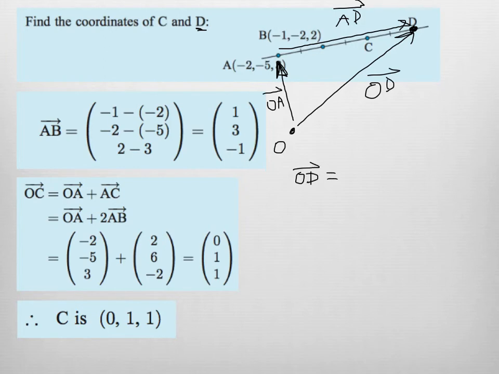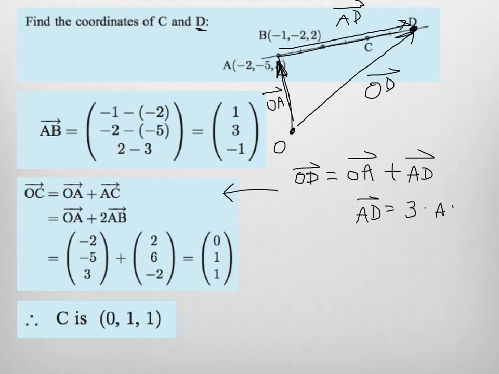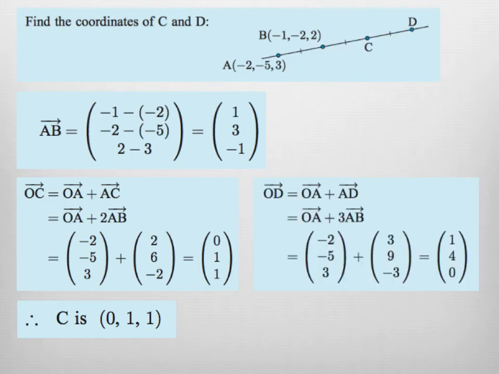OD is equal to this vector plus this vector, the OA vector plus AD, right? So it's really the same problem as what's over here. We're just doing it again, and this time AD is going to be 3 times AB. So we multiply this vector by 3, and then add these 2 vectors, and we get 1, 4, 0, and therefore D has the coordinates 1, 4, 0.